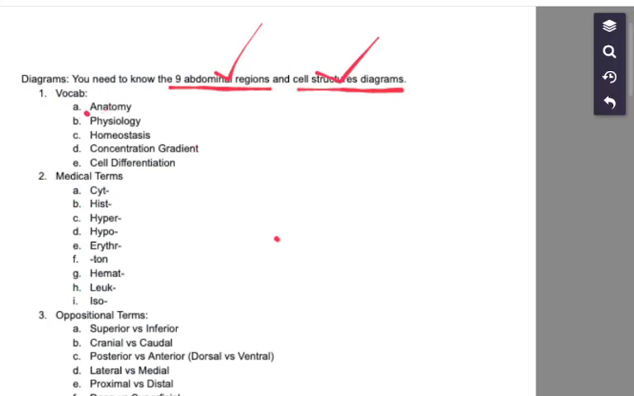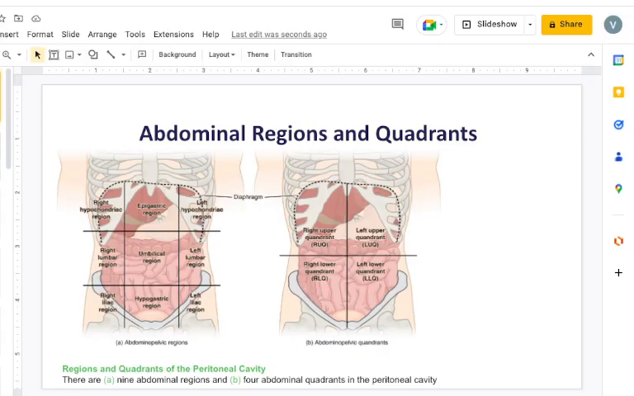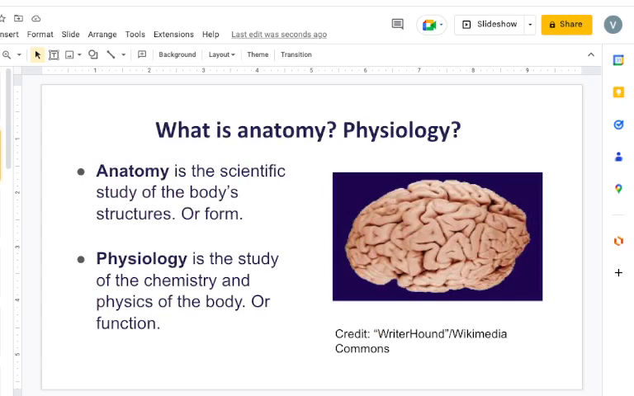Okay, vocab. We want to be able to define all of these words: anatomy, physiology, homeostasis, concentration gradient, and cell differentiation. So anatomy is the scientific study of the body structures or form, and this is how we can determine where a structure of the body is.